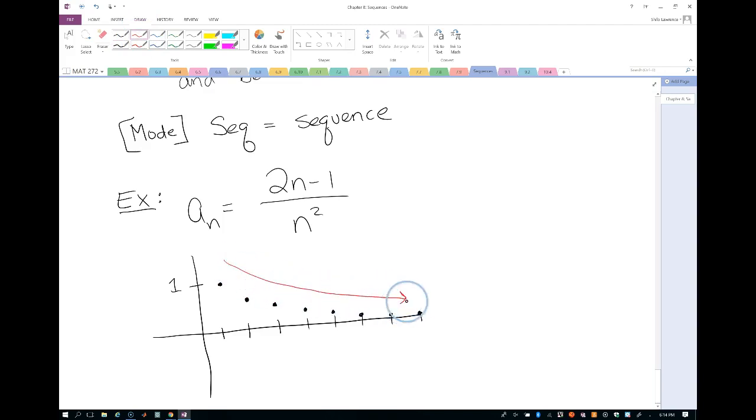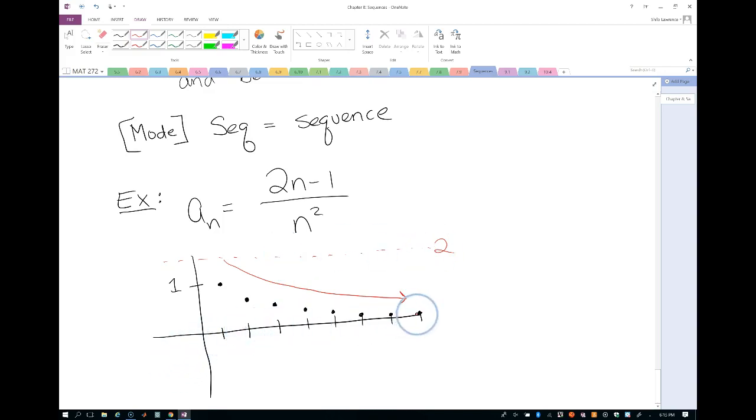They're always going down. That would mean that the sequence is monotonic. These terms are always decreasing, and they are bounded. The largest we'll ever get is 1. So we can pick any value, say 2. Our sequence will never get up to 2. So we could say that this sequence is bounded above by 2.